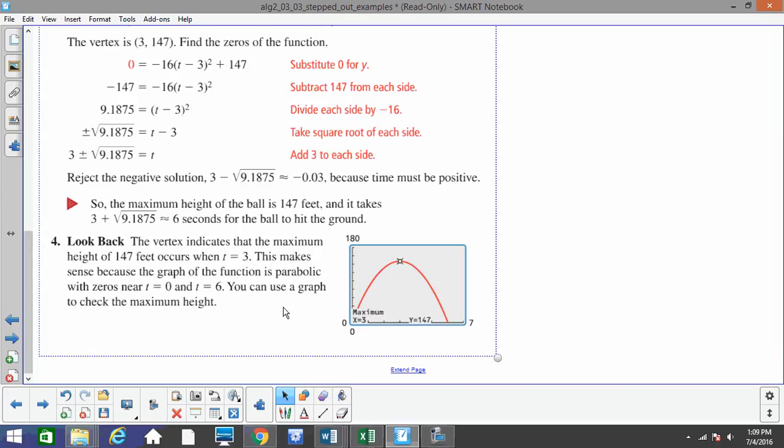And always ask yourself, does that answer make sense? Is it reasonable? Is there a way that I can check myself? Yeah, I would probably put that equation into Desmos and see how I did.